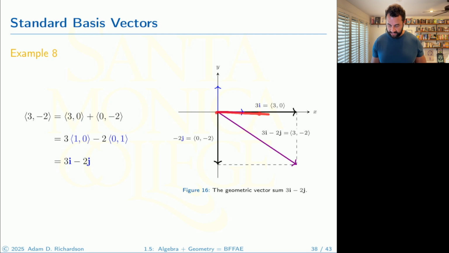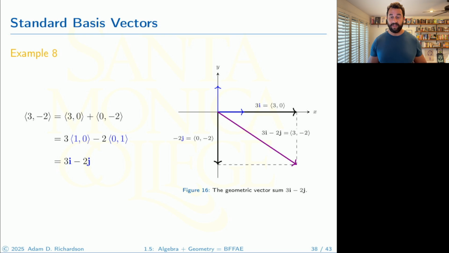So what is this vector? It's 3 times the horizontal basis vector: 1, 2, 3. Okay, what is this one? It's 2 times this vector, but in the opposite direction. So -1, -2. There it is. So now we've decomposed it. That's what you get. You can do this with any vector. Any vector in the plane you can do this with.